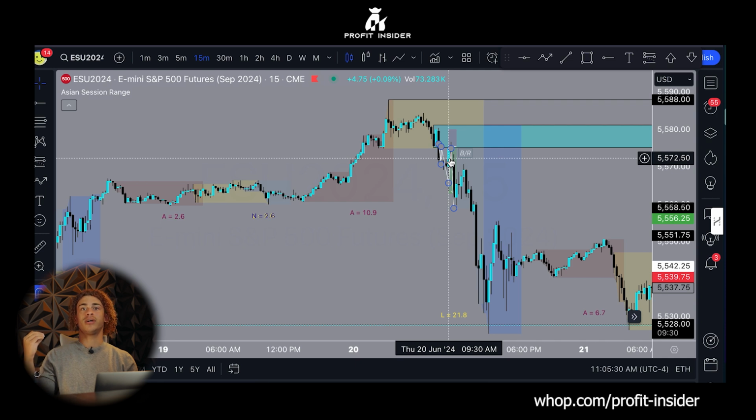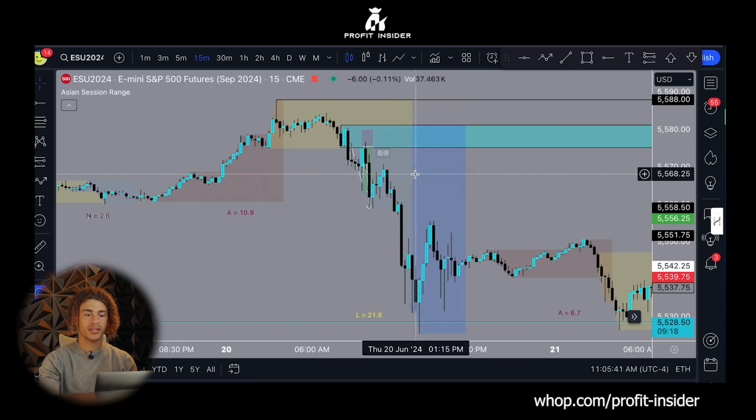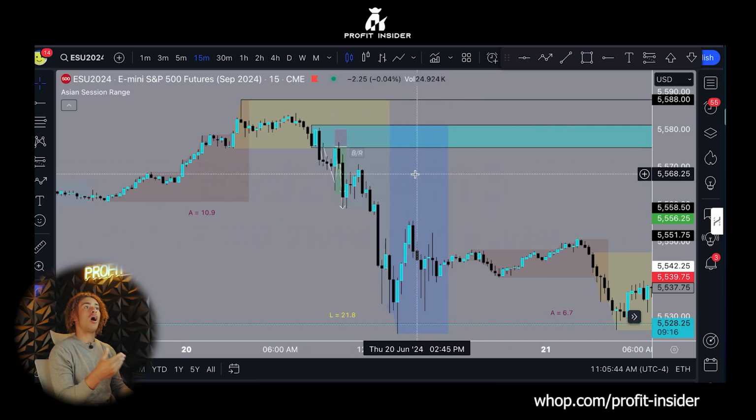So this is a major area of liquidity. An area of liquidity is an area on the chart where there's lots of orders, so that means that price is likely to have a large reaction when it nears this area or when it touches this area. So right here, let's go over a trade that I actually took on this level.